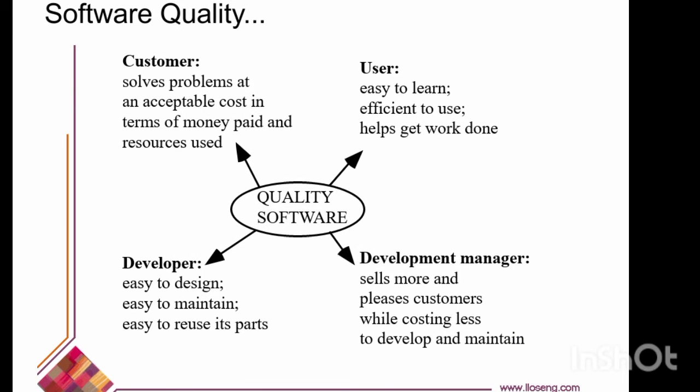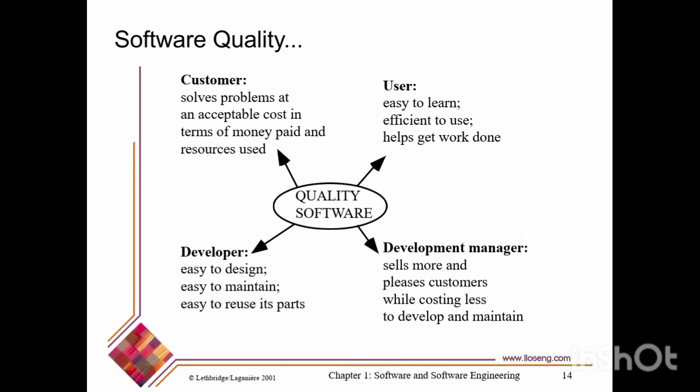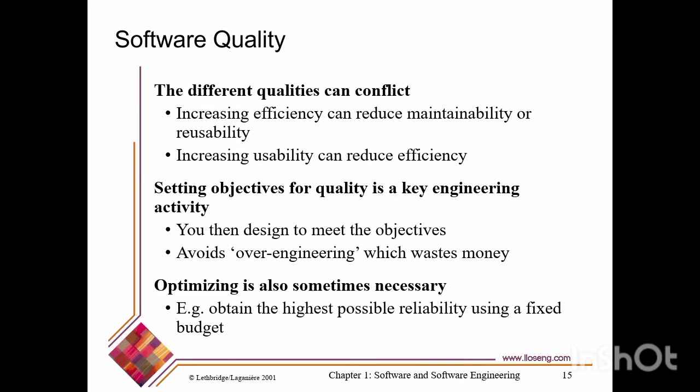What we have learned until now, we represented in the quality of software in the four roles: customer, user, developer, development manager. User: easy to learn, efficient to use, helps get work done. Customer: solves the problem at an acceptable cost in terms of money paid and resources used. Developer: the focus is to design software that is easy to maintain, with parts that are easy to reuse. Development manager: focuses on selling more and pleasing customers while costing less to develop and maintain. And next, the 15th slide, software quality.